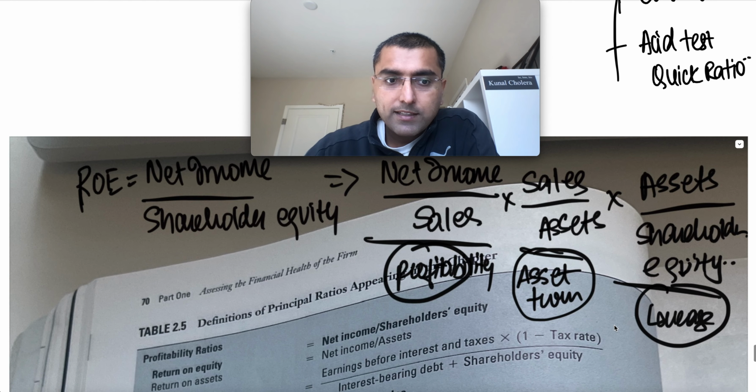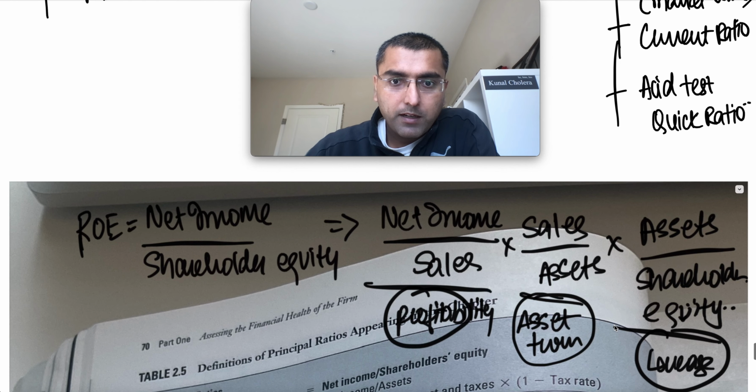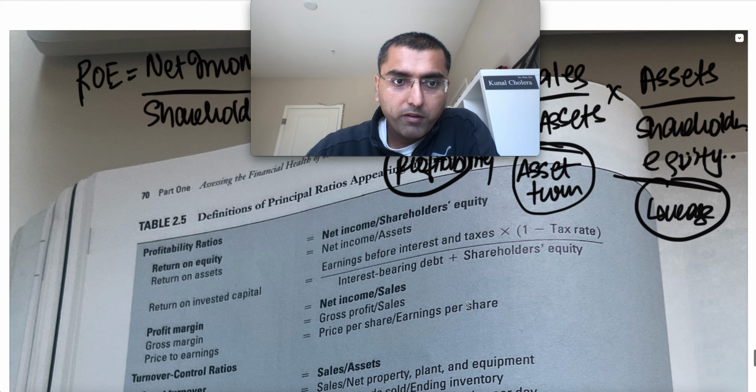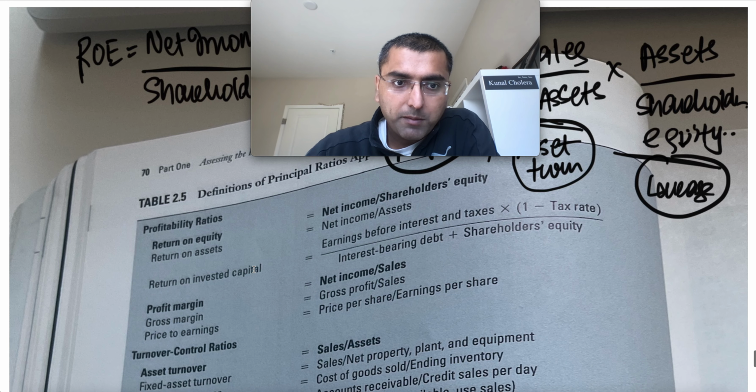So there's this table, Table 2.5 in Chapter 2, which really summarizes these equations. Like, how do I calculate profitability ratios, return on equity? It'll give you the formula. Say, hey, look at net income from the income statement, and then shareholder equity, and then look at return on assets, net income over assets, return on invested capital.